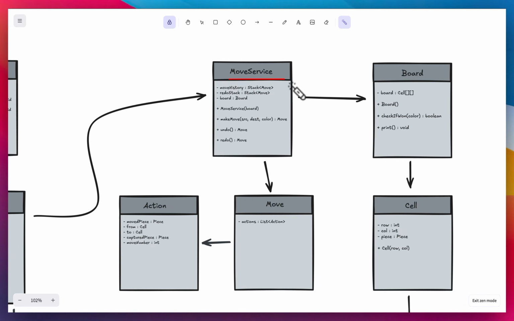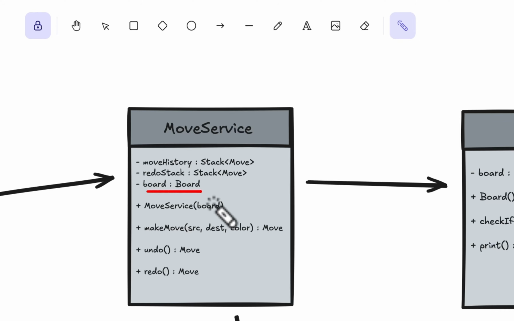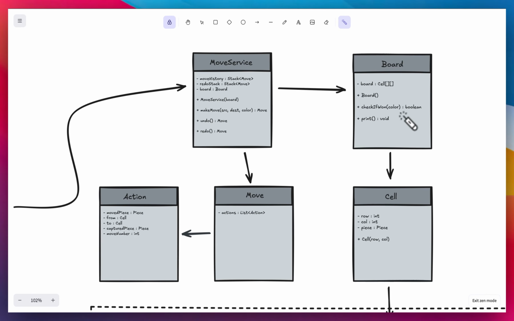And this move service would be performing the move on a particular board, isn't it? So that's the reason why this move service has the object of board. And the board will have a 2D matrix of type cell. And it will also have a function called check if won for a specified color. For example, if I want to check whether the white player has won the game, then I just need to check whether the king of black is captured or not. That's it. Okay, so this is how we can check whether a white colored player or a black colored player has won a game or not.